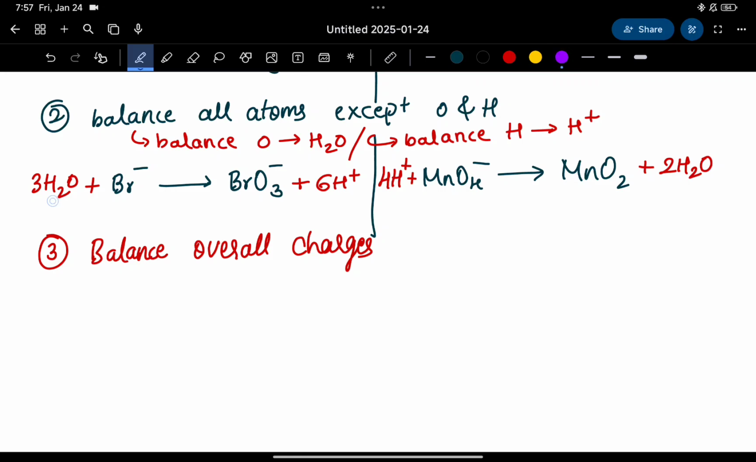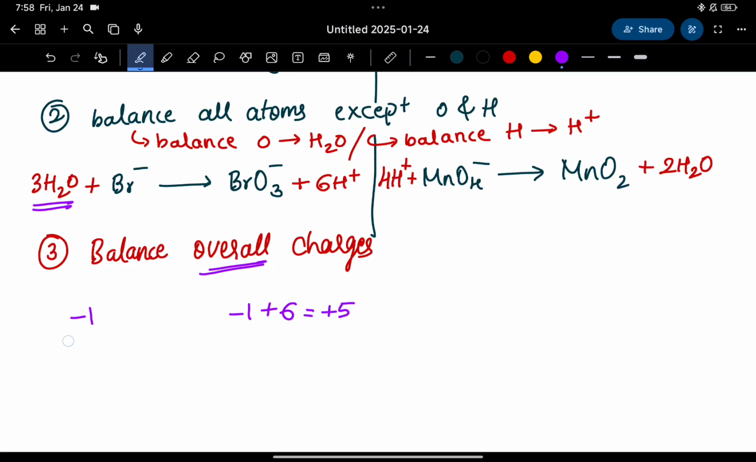Here this water is neutral, so it is 0, whereas this Br has a -1 charge. So on the left hand side of this arrow, minus 1 charge is there in total. Whereas on the right hand side, overall this BrO3 has minus 1 charge. Here we are talking about overall charge. So overall BrO3 has minus 1, whereas one hydrogen has plus 1. But since we have a total of 6, the total charge will be plus 6. So plus 6 minus 1 will be equal to plus 5.